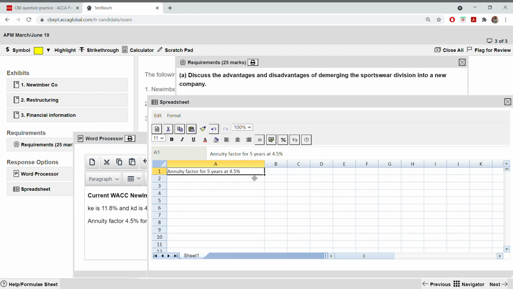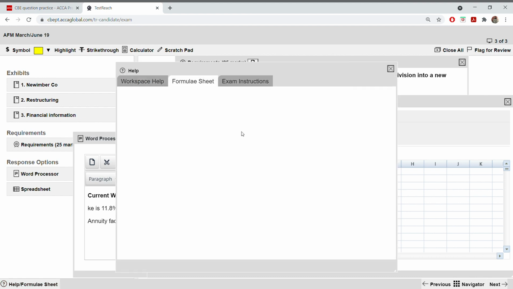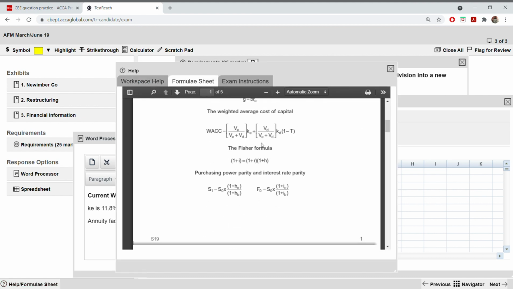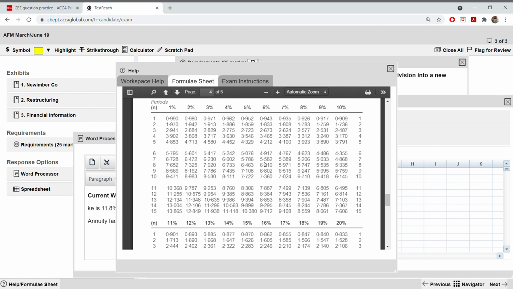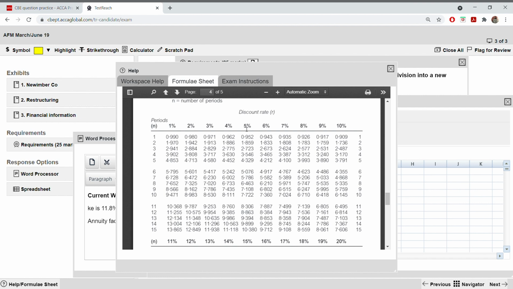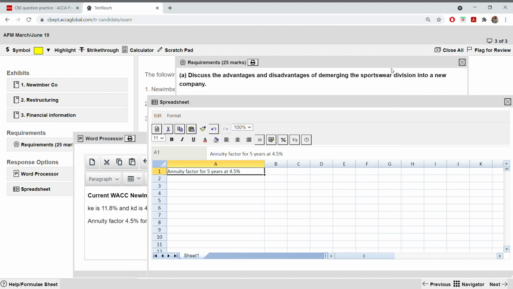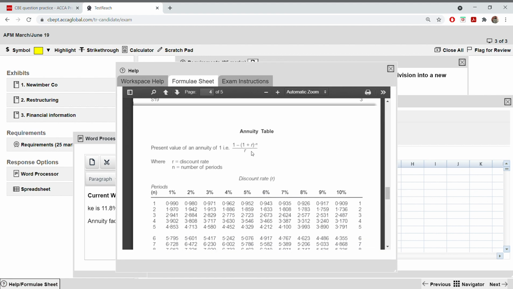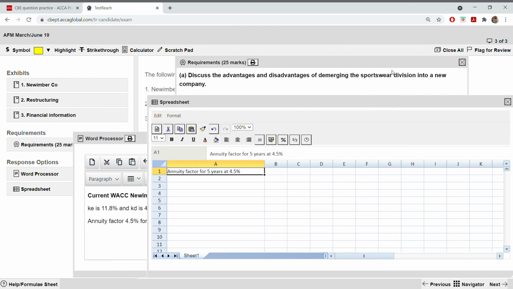What am I going to do? You have to do this manually, if you see. Why? If you go to the formula sheet and see the annuity factor, it is in whole numbers. There is no annuity factor for 4.5%. Either you have 4 or you have 5. That's why you need to know how to find the annuity factor manually also. How do you do it manually? It is simple. The formula is already given on the top, so in case you forgot the formula, you can use it: 1 minus (1 plus r) to the power minus n, divided by r. And what is r? Discount rate, that is 4.5%. What is n? Number of periods. So we are exactly going to use that formula here.